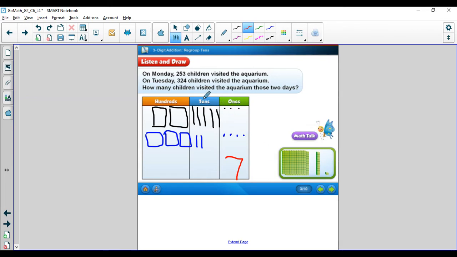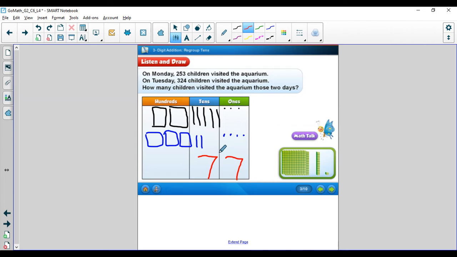Now let's look at our tens. We need to count our tens. 1, 2, 3, 4, 5, 6, 7. Did we make a 10? No, we did not. So once again, we can write our 7 down below in the tens.